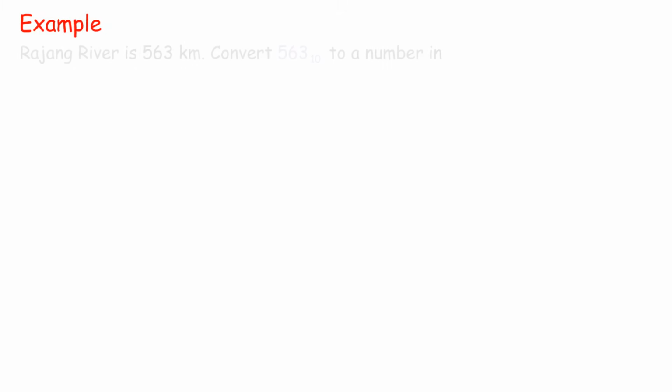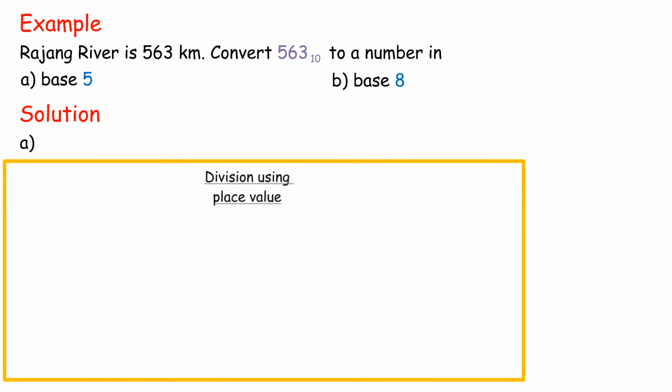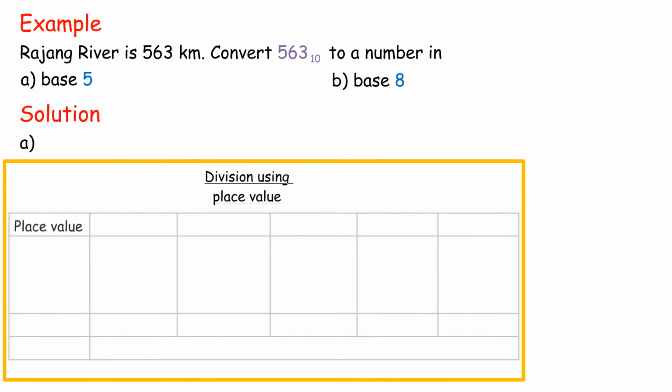Example. Rajong River is 563 kilometers. Convert 563 in base 10 to a number in A. Base 5, B. Base 8. Solution. A. Base 5. Method 1. Division using place value. First, write down the place value.